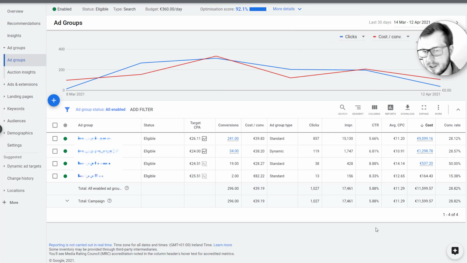Just diagnosing this smart bidding issue. So, running Target CPA, the bid is set at the ad group level, 24 to 26 euros. Unfortunately, over the past 30 days, it's hitting 39 euros a lead. And the leads need to be really 30 euros or less to be comfortable for this account.